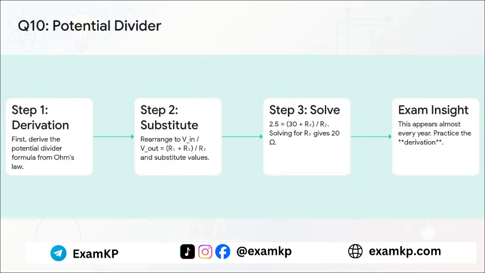And for our very last exam insight, potential dividers show up almost every year. But the trap isn't the math, it's the proof. So many students just memorize the final formula and skip the derivation. Those are easy marks you're throwing away. You have to know how to build this formula from first principles.